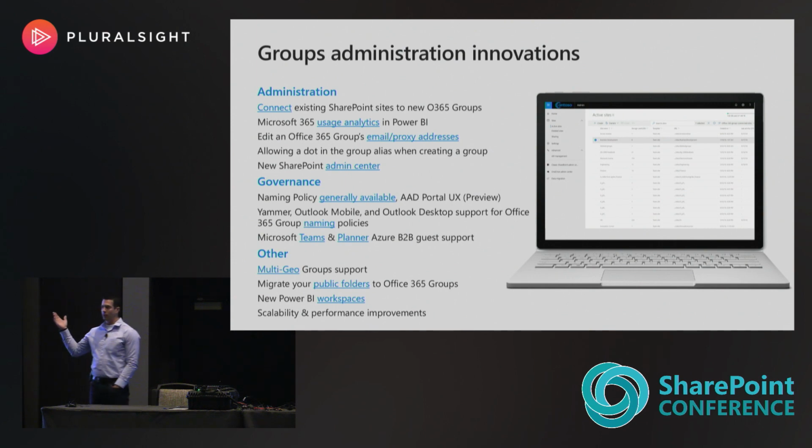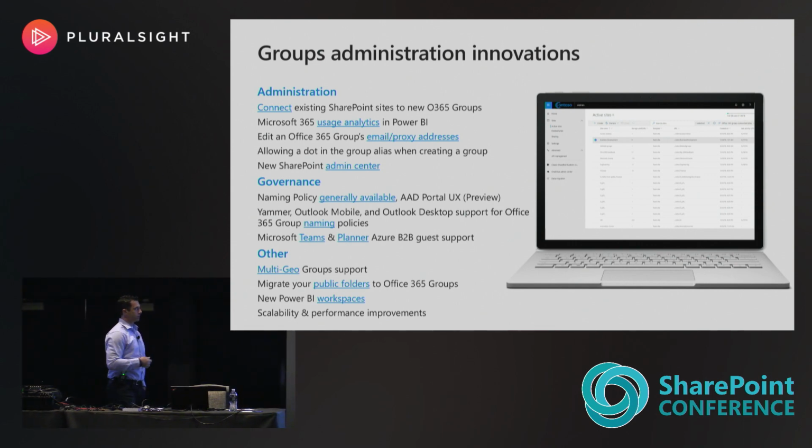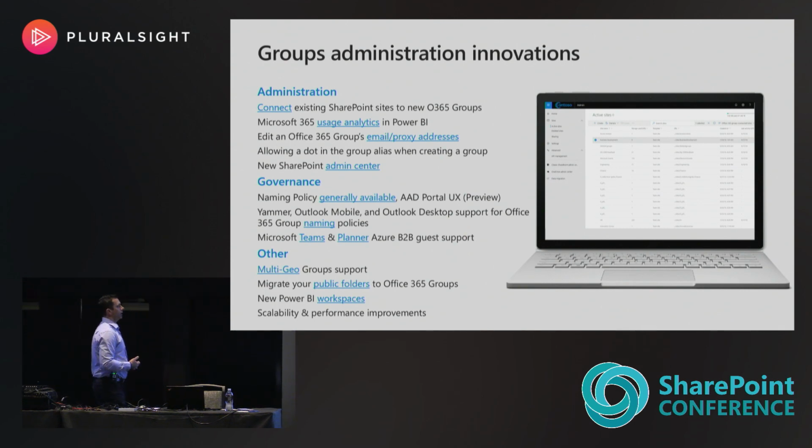And so as of last week, we've actually released a user experience in the AAD portal where you can actually set that prefix and suffix and upload a file with your blocked words. So that's pretty cool and kind of goes a step towards providing a better experience in terms of setting that feature. We've got more endpoints supporting naming policies like Yammer and Outlook Mobile, since you can create groups from your phone. And then there's been more work around Azure B2B guest support for external guests.